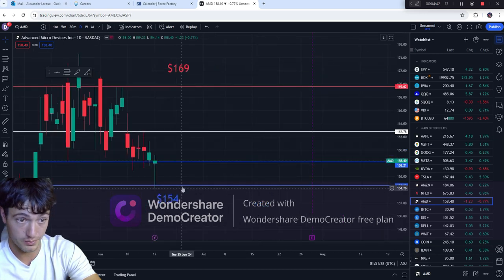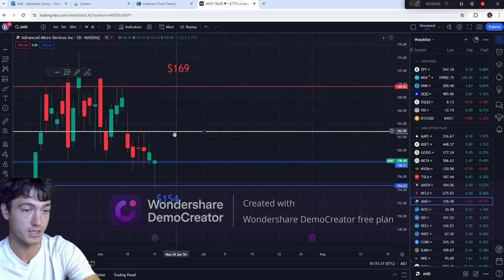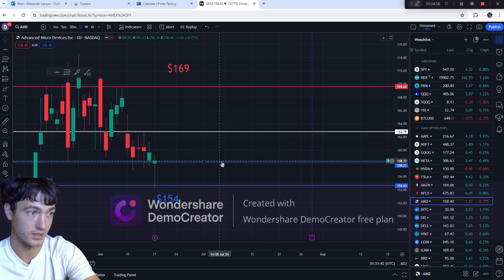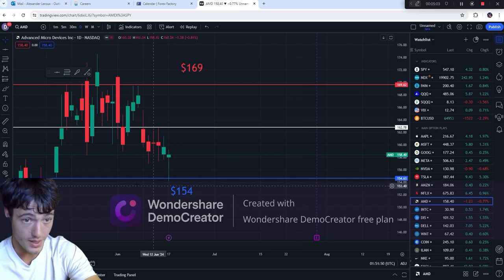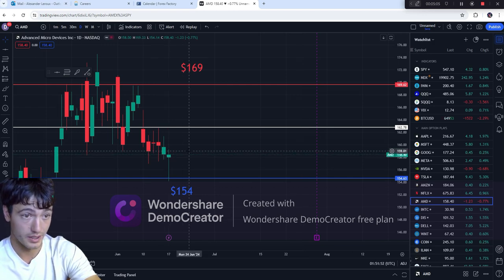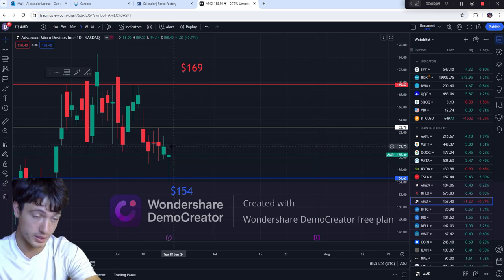But right here we have support at 154, resistance at 169, and I do have an upwards price target right here at the 163 area, and I have another support here at 158.37. This did break, so I am going to remove this support also and just keep that there. That's really about it for AMD. It was a nice play this morning.